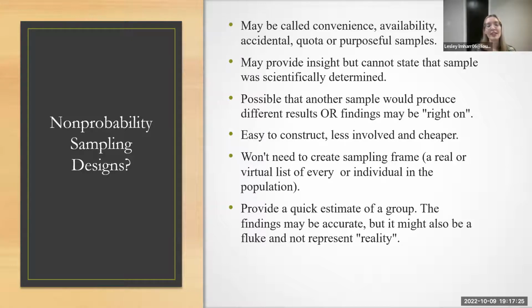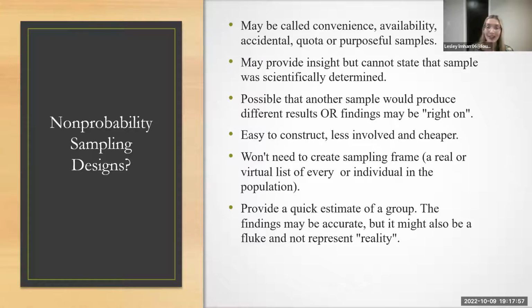Okay, so let's go back to non-probability sampling. That's for those of you who are working within an organization. It may provide insight, but you cannot state that the sample was scientifically determined because you are not using randomization. It's possible that another sample would produce different results, or the findings might be right on. It's easy to construct. That's a strength of it. It's less involved and it's less expensive. Another strength of this design.